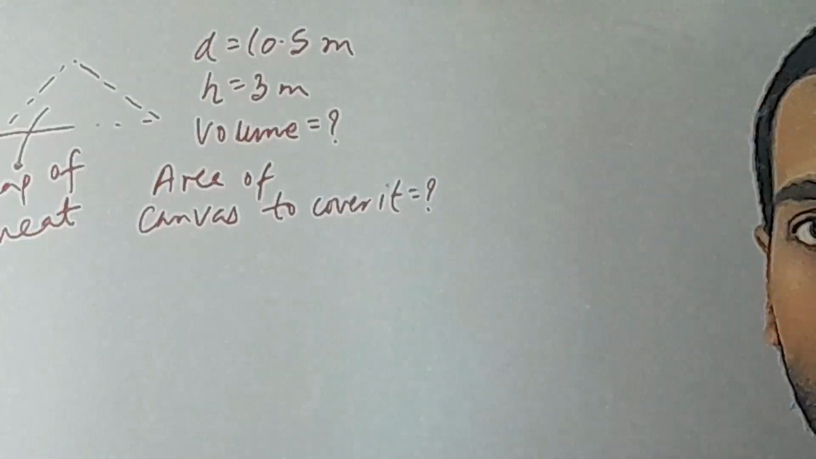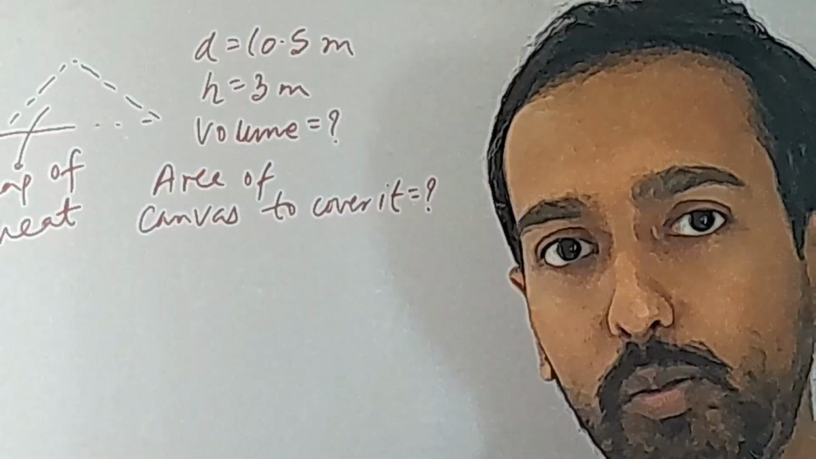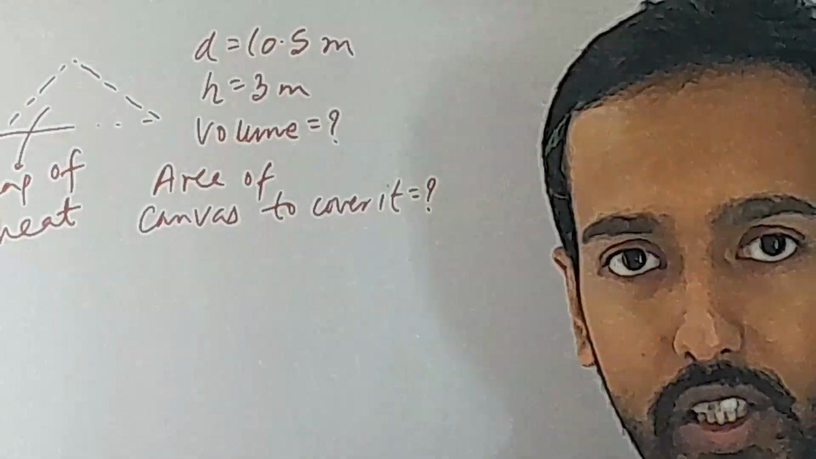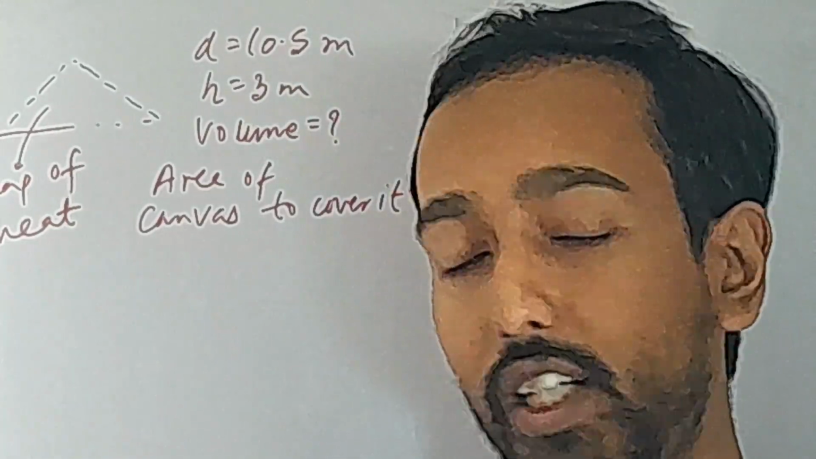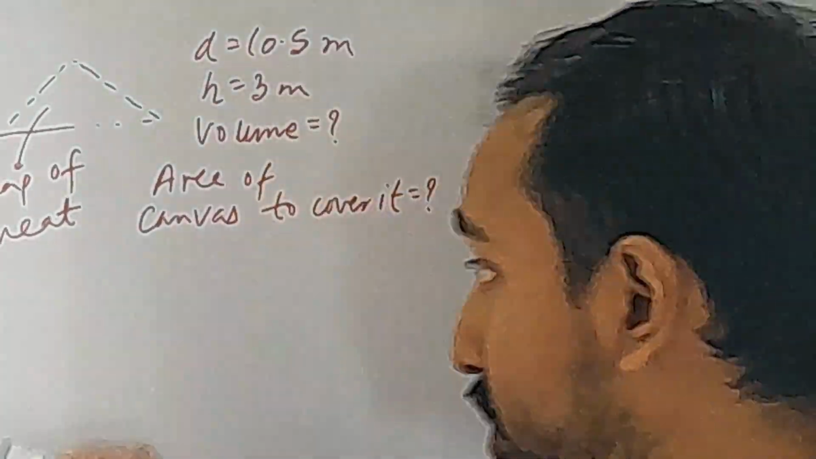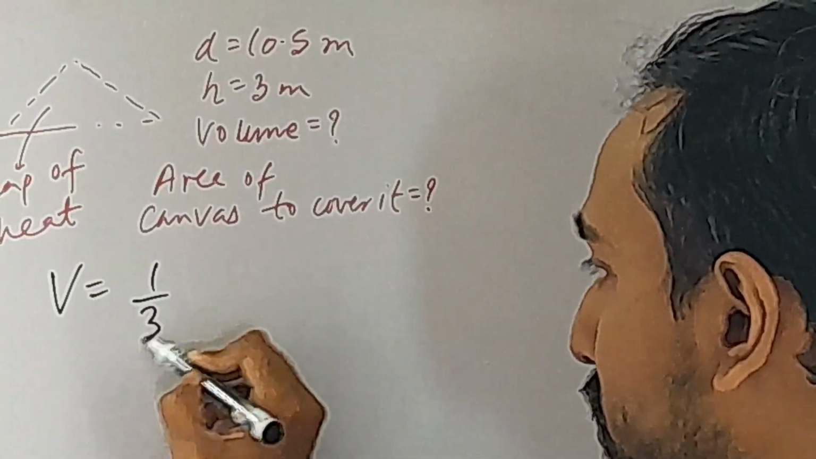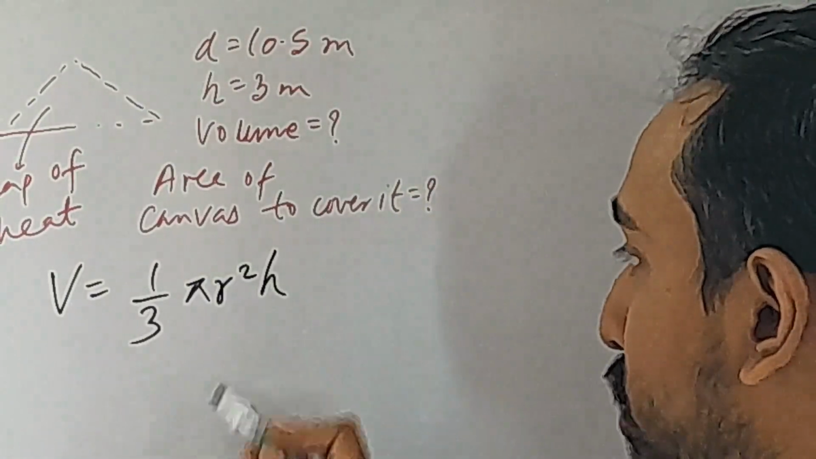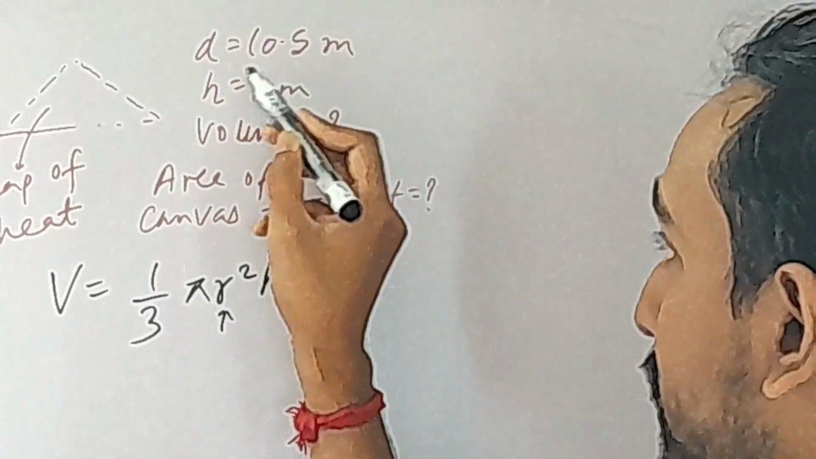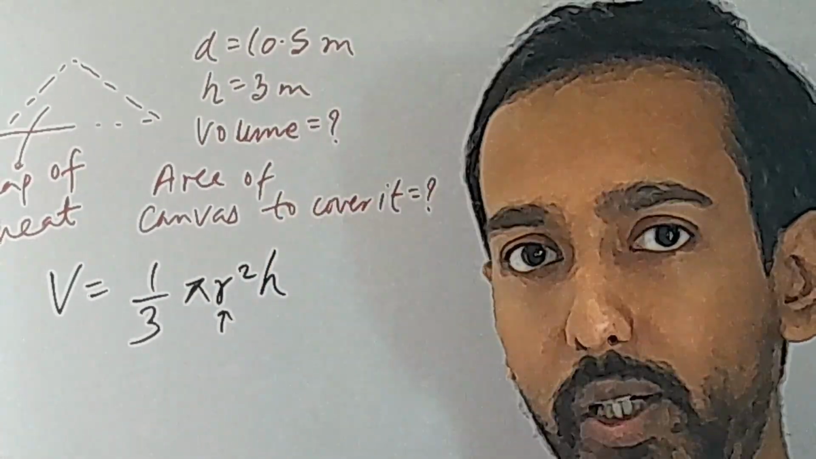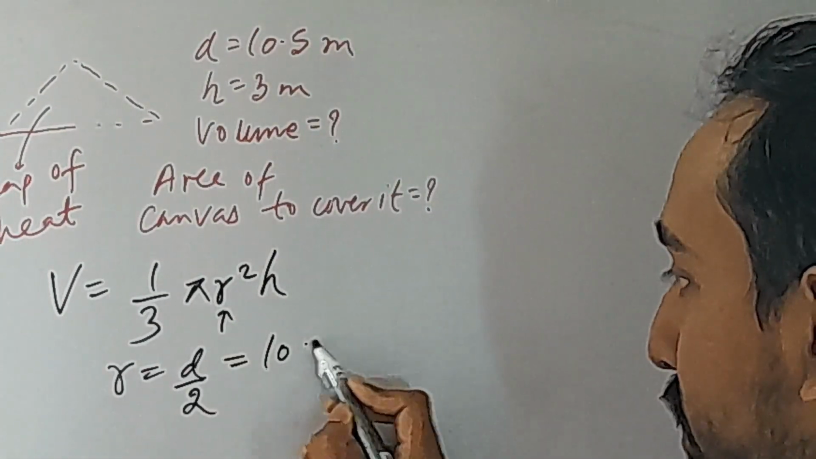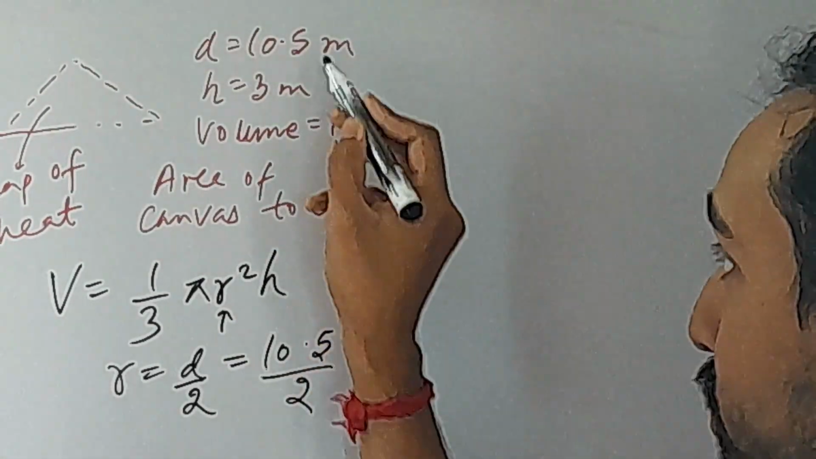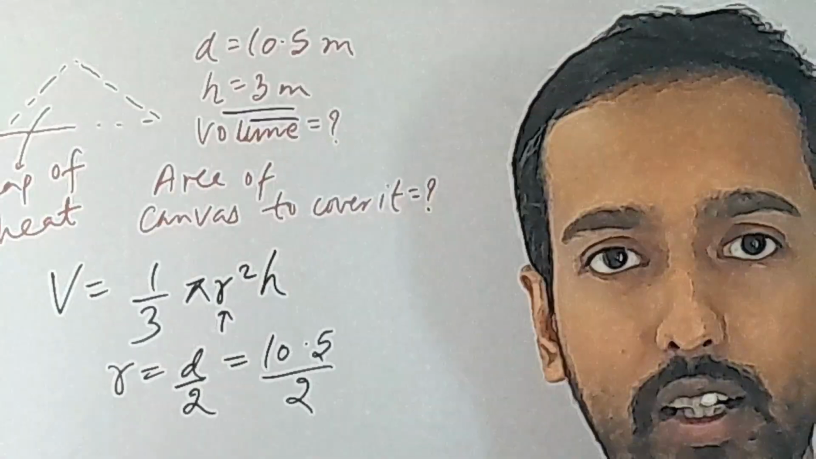To find the volume of the conical heap, we just have to use the formula that I discussed in the previous slide, that the volume of a cone is given by 1/3 pi r square h. The radius is already given through the diameter of the base of the cone, 10.5, so we use r equal to d by 2, which is 10.5 divided by 2, and the height is already given as 3 meters. We just have to put the values in this formula and we will get the volume of the heap.